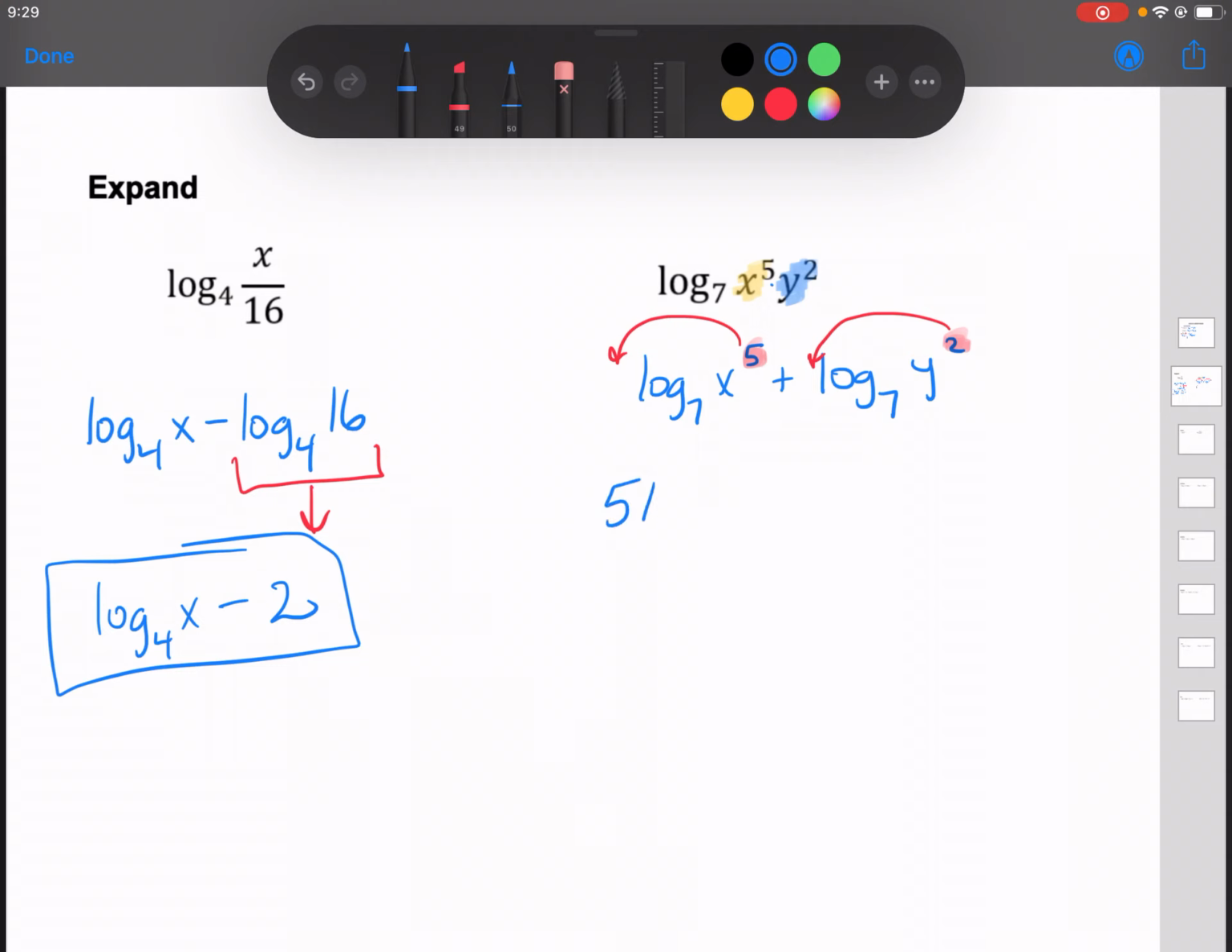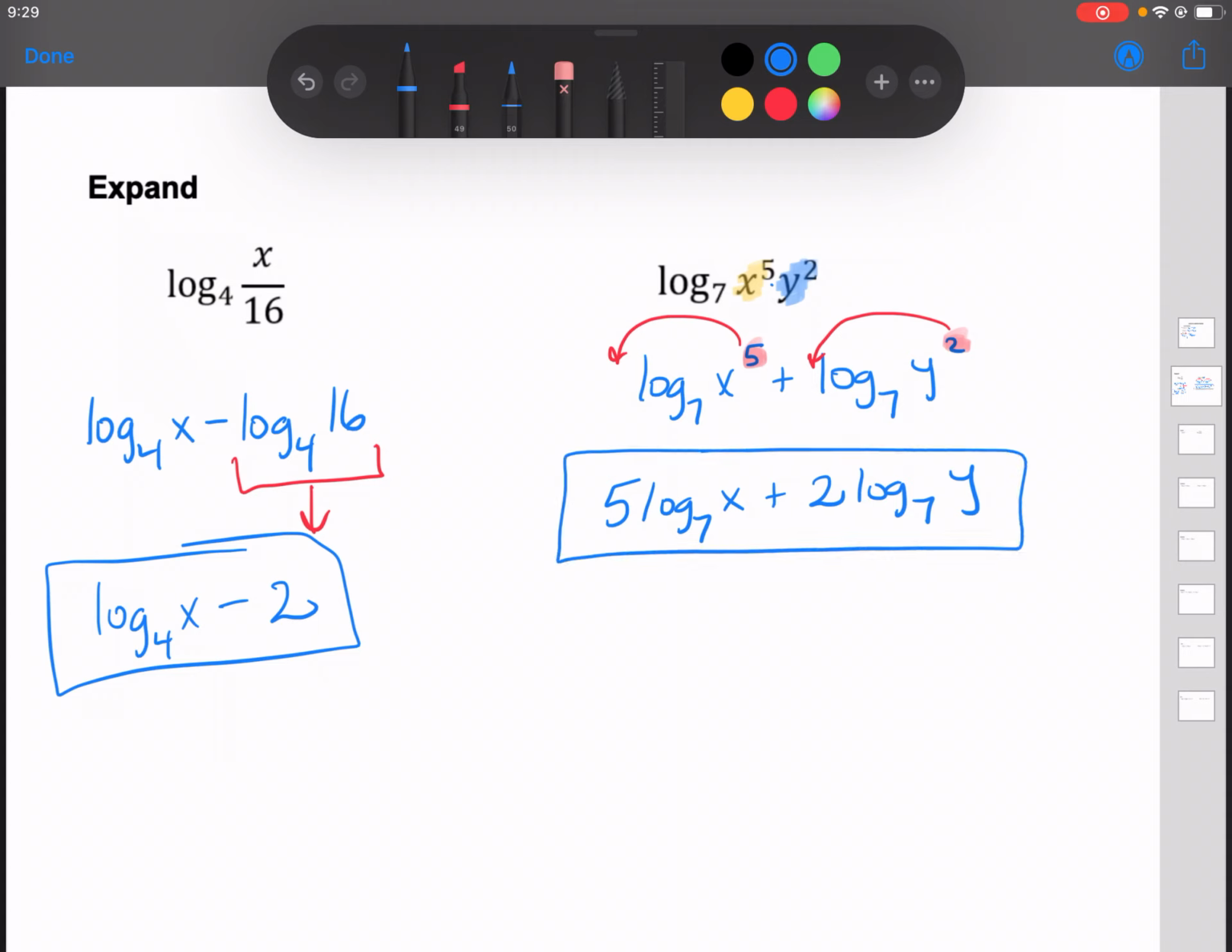So I have 5 times log base 7 of x plus 2 times log base 7 of y. And both of those have variables, so it doesn't expand anymore, and that's my answer. Let's do a few more.